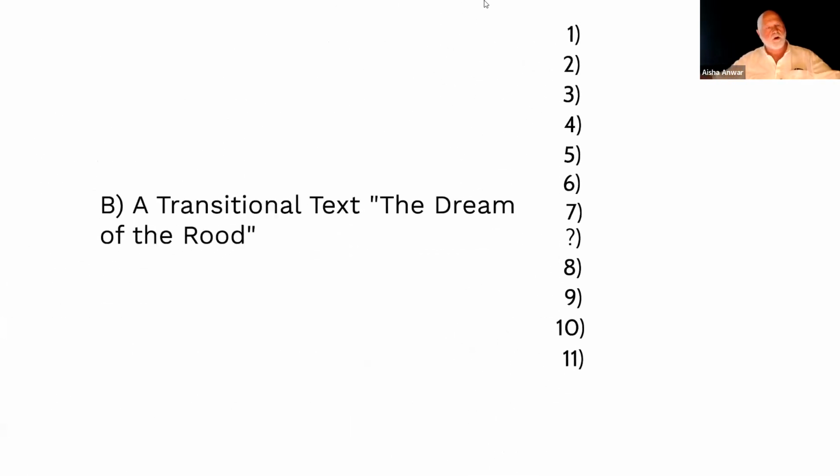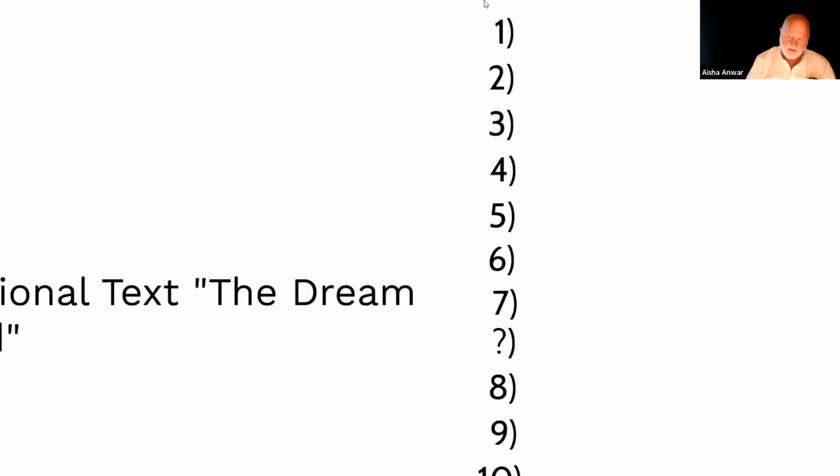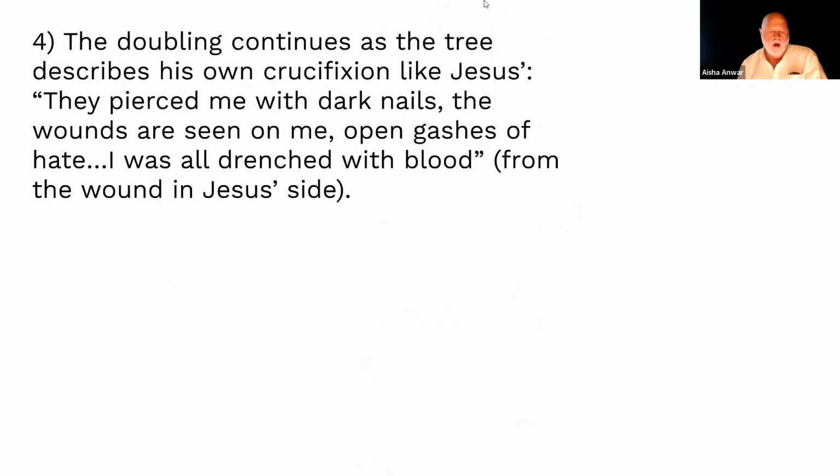These two religions, you would think, would be at loggerheads, but they're sort of dovetailing together. So the tree continues and describes his crucifixion. Remember, Jesus never talks here. It's just the tree, the only other speaker with the dreamer. The tree says, "They pierced me with dark nails. The wounds are seen on me, open gashes of hate. I was all drenched with blood." And this is the blood from Jesus' side.